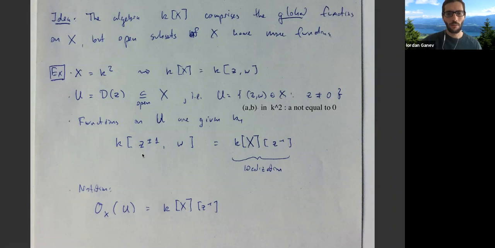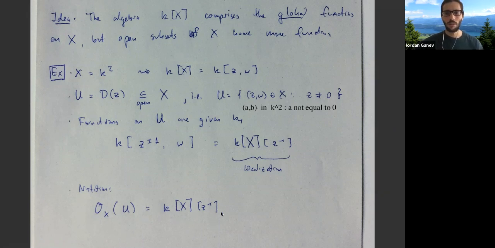So for example, we have in particular the function Z inverse. And this function Z inverse is not defined on all of X because X contains points where the first variable is equal to zero, but it's completely fine on this space U because we know that the first variable is always not equal to zero. So we can plug it into a function that requires dividing by the first variable because we're guaranteed that it's not equal to zero, so that we don't encounter any problems. So that's why this subset U has more functions than X. And its functions are in fact given by this localization. And this is the notation that we'll use.